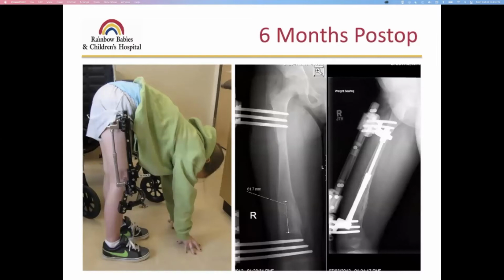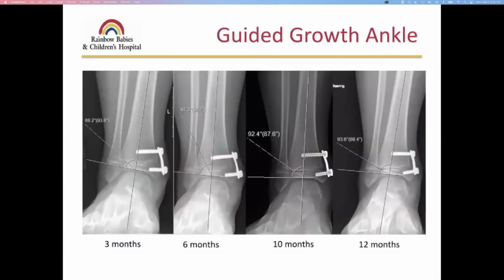And here's a girl with good healing after 5 centimeters of lengthening. For the same patient, oftentimes with fibular hemimelia, they have eversion problems because of the deficiency of the fibula. So this is a guided growth plate to purposely tilt the tibia into additional varus distally to help improve that eversion issue.